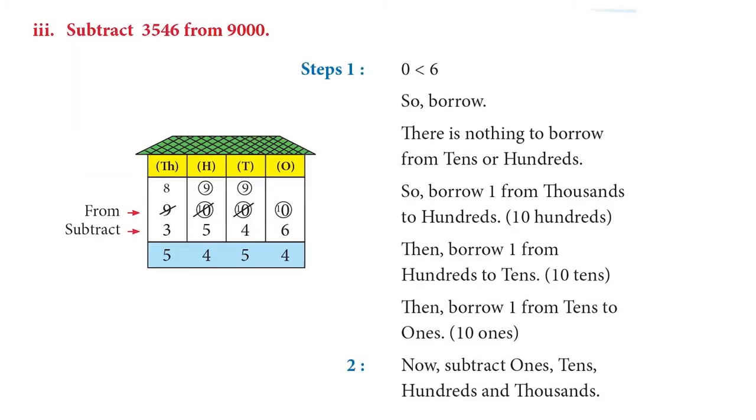Now if you look at page number 88, first it says subtract the ones, then the tens, then the hundreds, and then the thousands. That is the rule to follow in subtraction.